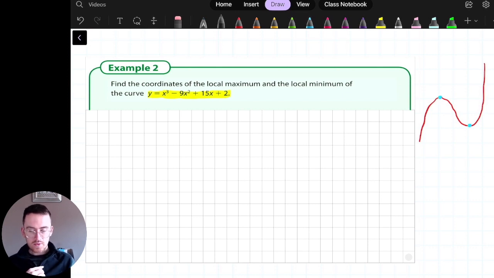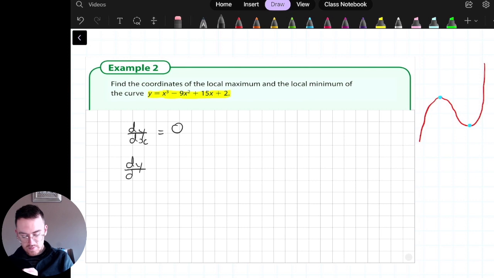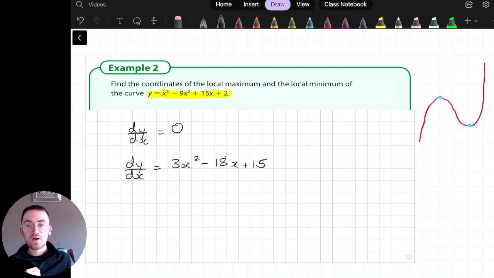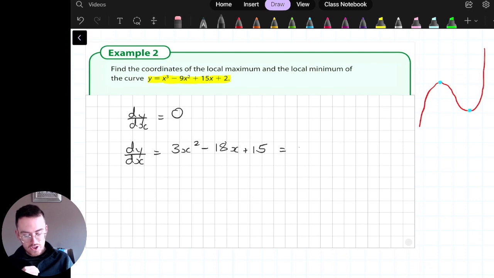But in terms of how we're going to tackle the question, we're going to approach it the same way. We know dy dx is equal to 0. So let's find dy dx. And we get 3x squared minus 18x plus 15. We're going to set that equal to 0. We should see at this point that that is a quadratic.